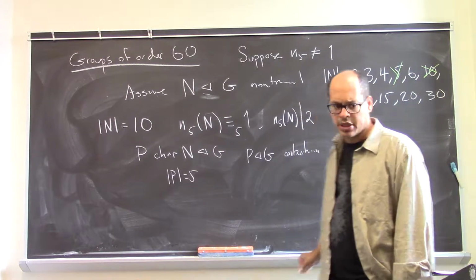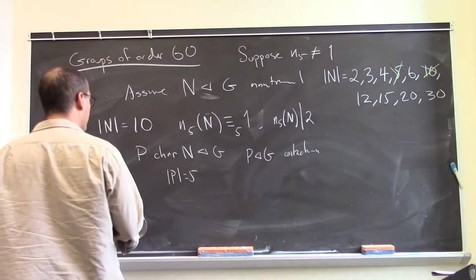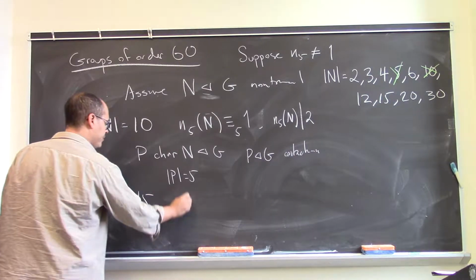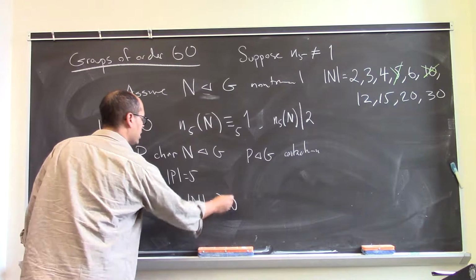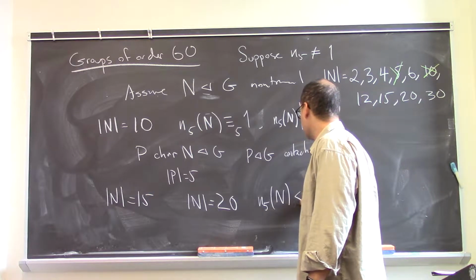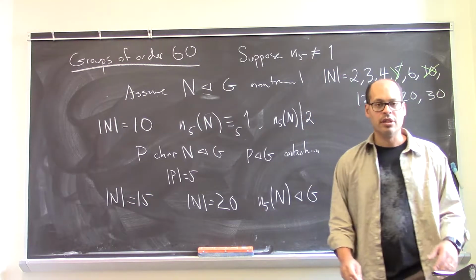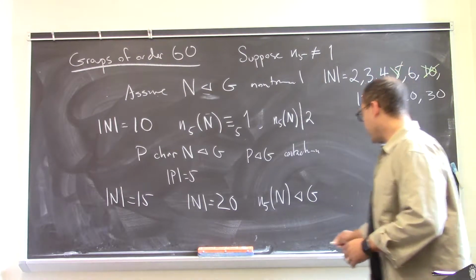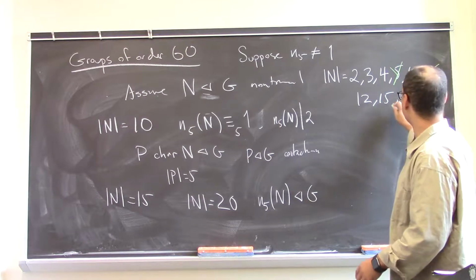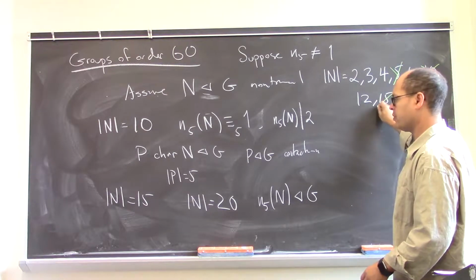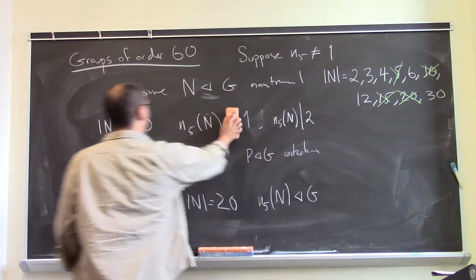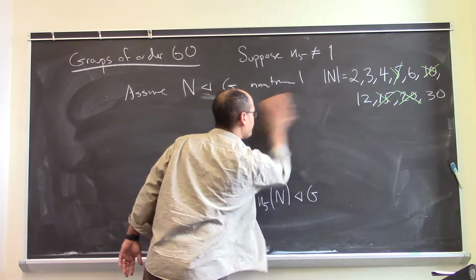Now, very similar arguments will work with 15 and 20. If this is 15, or if this is 20, in either case, you also quickly find that the 5 Sylow subgroup of that thing is going to give you a normal subgroup in G, and it's a non-trivial 5 subgroup. And so those possibilities are also ruled out. So you can't have 15 and 20. Let's move on down the list.